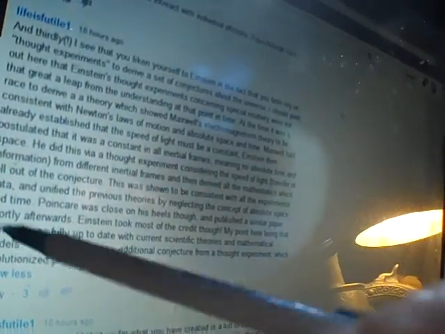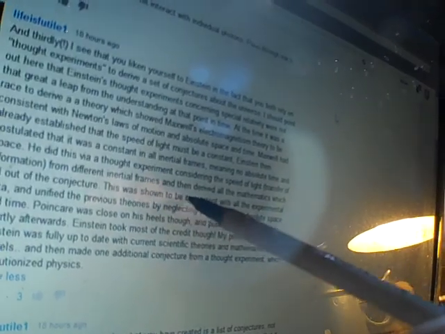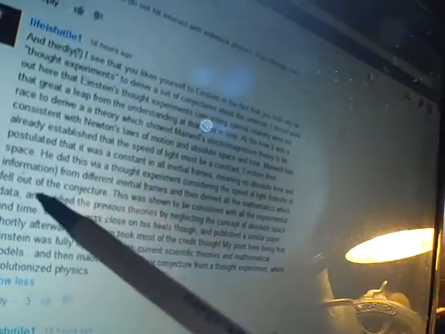Anyway, I think you could probably get into a paradox right there in terms of, well, again, it's just distance. All you're doing is adding distance that the light has to travel, meaning no absolute time and space. He did this via a thought experiment considering the speed of light transfer of information from different inertial frames, and then derived all the mathematics which fell out of that conjecture. Well, again, these frames are just places where there's more space being eaten.